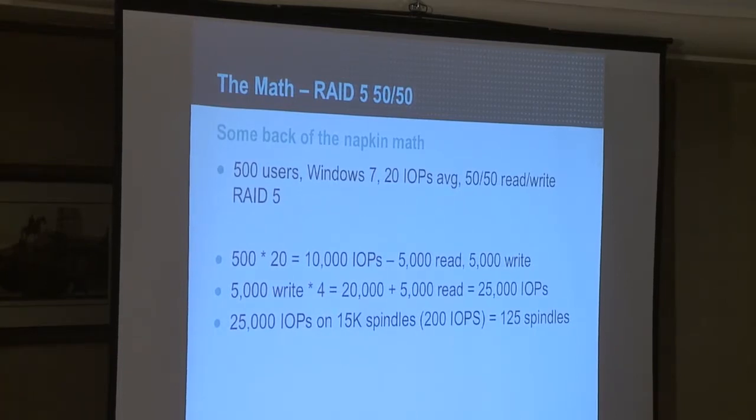And they're going into it thinking, well, I'm going to do 500 desktops of VDI. And I start out doing this math with them so we can start talking about storage, so they can understand the impact of storage in their environment. So 500 users, Windows 7. I'm using 20 IOPS as the average. Like I said, every environment's going to be a little bit different. A 50-50 read-write mix using RAID 5.